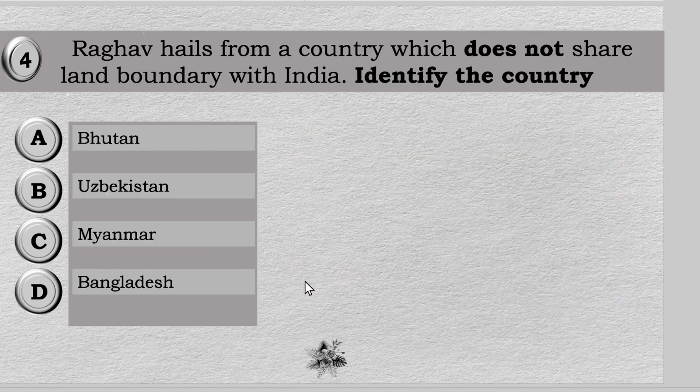Next question. Raghav hails from a country which does not share land boundary with India. Identify the country. So here you can easily eliminate Bhutan, Myanmar and Bangladesh. You all know that these are neighboring countries. So the option B, Uzbekistan, is a country that does not share the boundary with India.